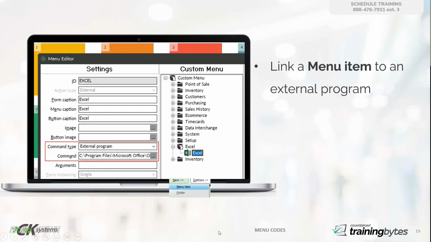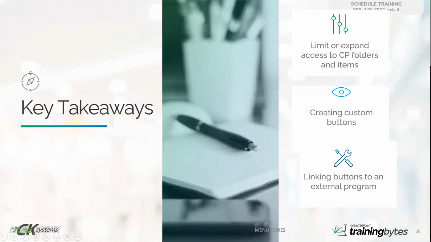Then if I want to link an external program, so you'll see here on this slide, I have a folder called Excel, so that'll be a button on my Launchpad. And then I have a menu item called Excel, which will be a button inside that folder. And I've linked it to an external program to Microsoft Office. Okay, so let's just go in the software and take a look.